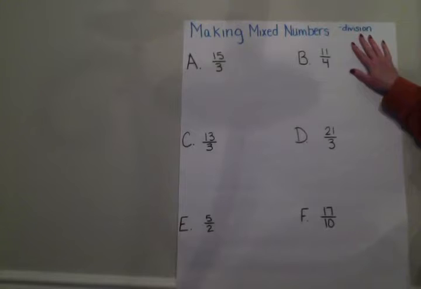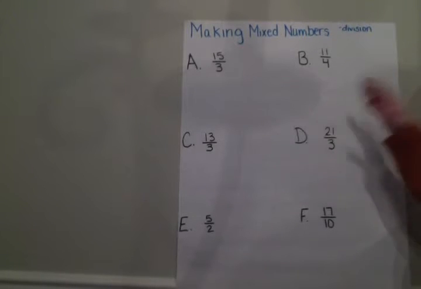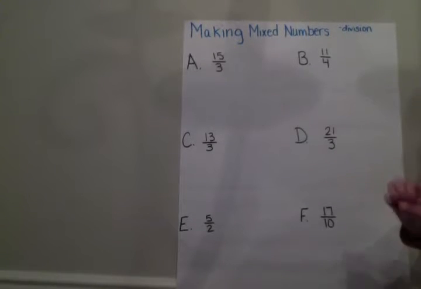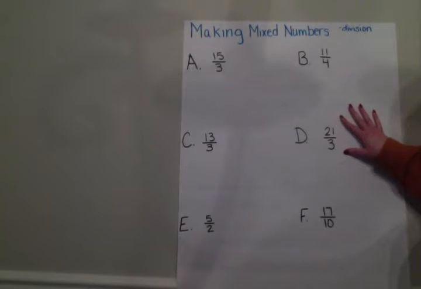So we are going to practice making mixed numbers using division this time. And when I say division, we're going to be using long division in our math facts that we know. So we should not be moving on to this strategy unless we really understand how to make mixed numbers with subtraction and with pictures. So unless you have mastered some of the other strategies, you should not be starting here.